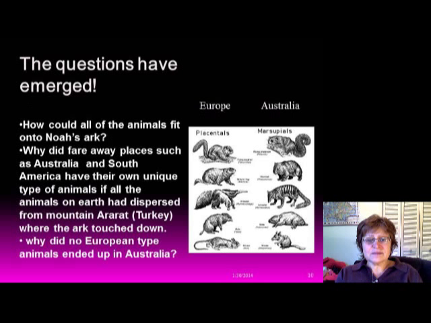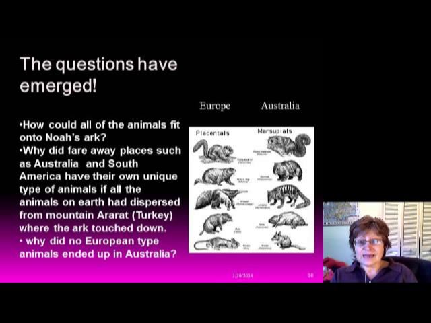So the question has emerged: how could all of these animals fit on our ark? On the other hand, they also realized that the species in Australia are quite different from the species in the Americas and Europe. Because in Australia, just about every ecologic niche is filled in with marsupial mammals, whereas in Europe, we have the placental mammals, and they look very, very similar.